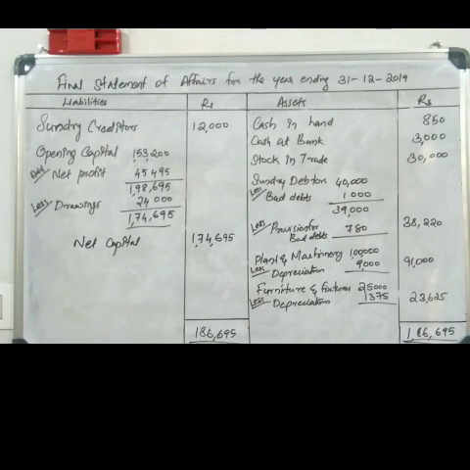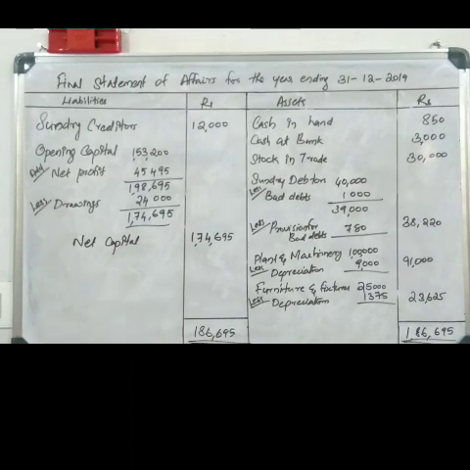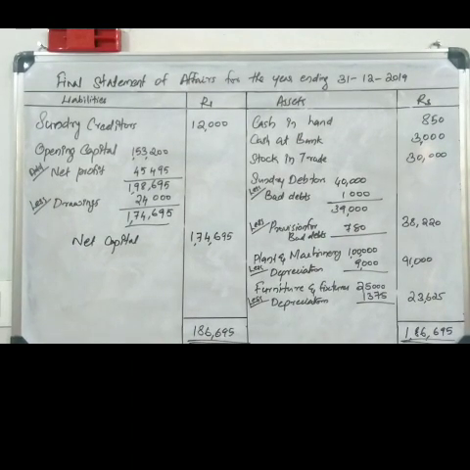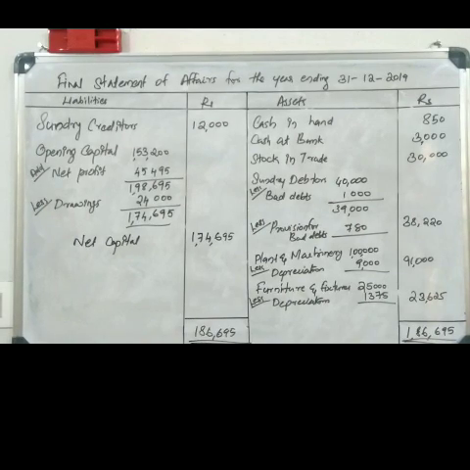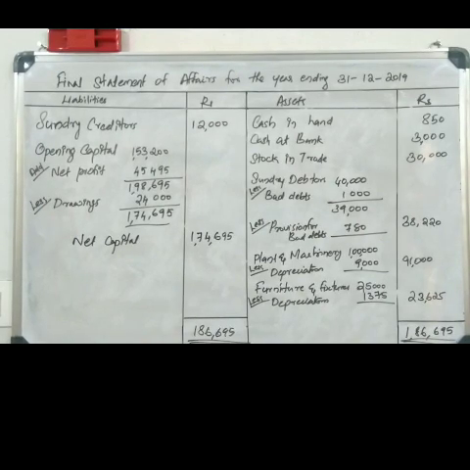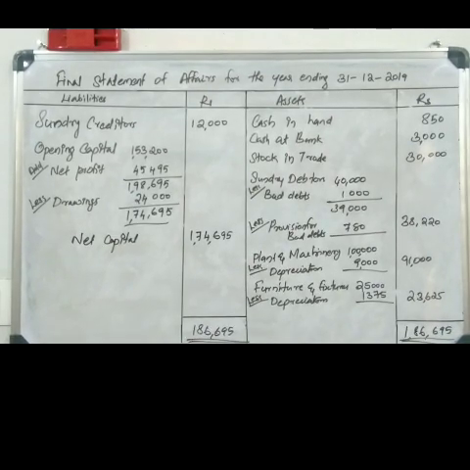Now plant and machinery, which is 1 lakh, and depreciation should be deducted from that, which is 9,000. So the net value of plant and machinery is 91,000. And furniture and fixtures is 25,000. Depreciation, if we deduct 1,375, we get the net value of furniture and fixtures as 23,625. So on the asset side, we got a total of 1,86,695. Now this should match the liability side.